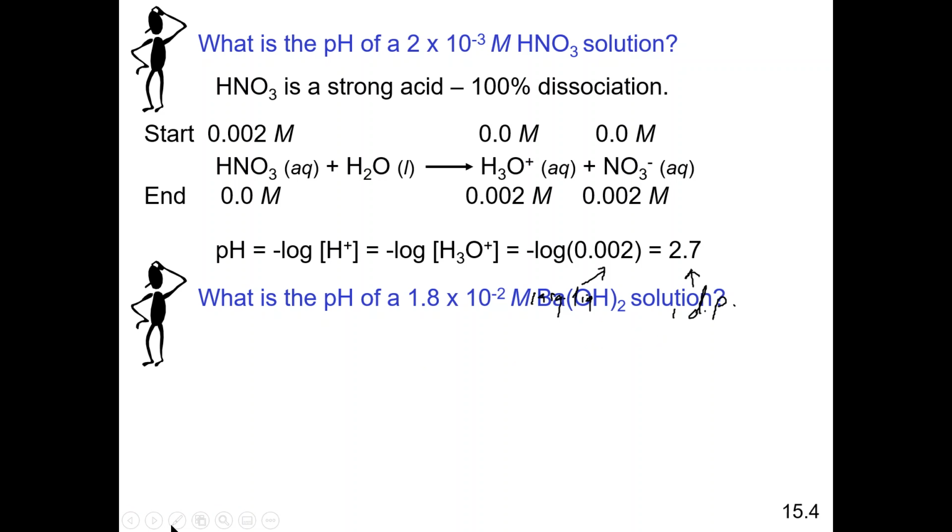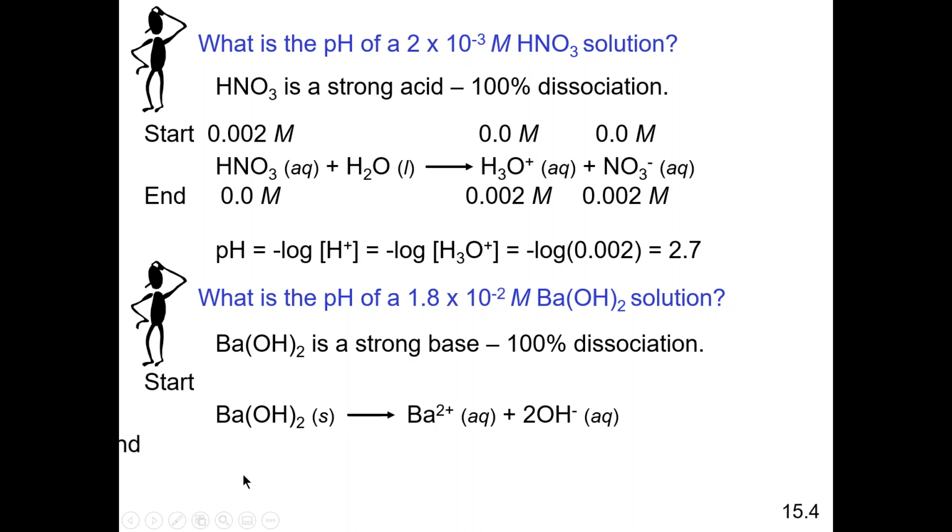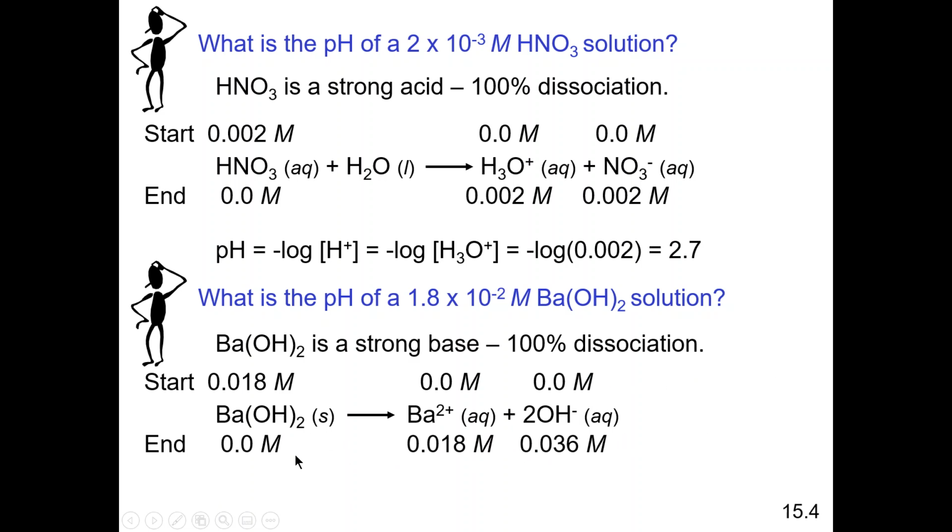All right. Okay, here's another example. Let me erase this so that you can see this properly. What is the pH of a 1.8 times 10 to the minus 2 M barium hydroxide solution? Again, the barium hydroxide is strong, so therefore it undergoes 100% dissociation. So basically, you're going to start off with 0.018 M of the barium hydroxide. You would have no barium or hydroxide present initially, and then at equilibrium, this is the state of affairs, right? You're going to have no barium hydroxide. You're going to have 0.018 M barium, and here, you're going to have 2 times 0.018 M of hydroxide ions, which is equal to 0.036.